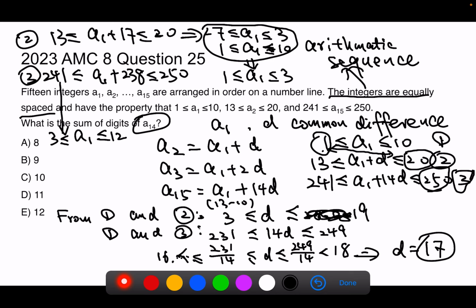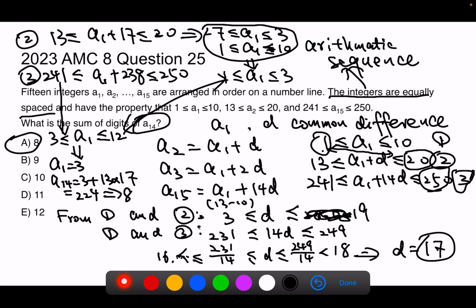One of them is telling you A1 is between 1 and 3 inclusive. The other is telling you A1 is between 3 and 12 inclusive. So combine those two together, you are sure A1 is just 3. And D is 17, so what would be A14? A14 is going to be 3 plus 13 times 17. And 13 times 17 is 221, so you will get 224. And the sum of the digits is going to be 8. So the answer is 8.